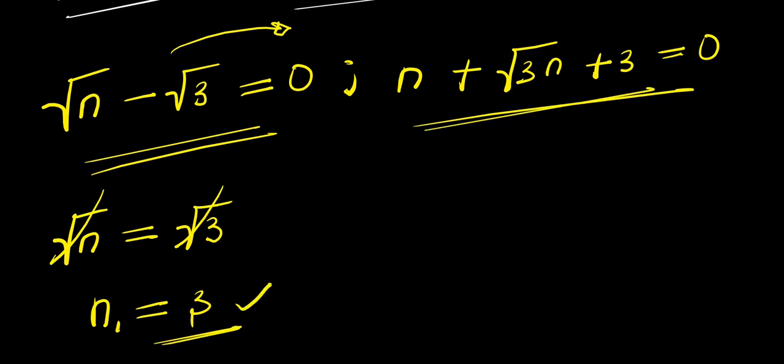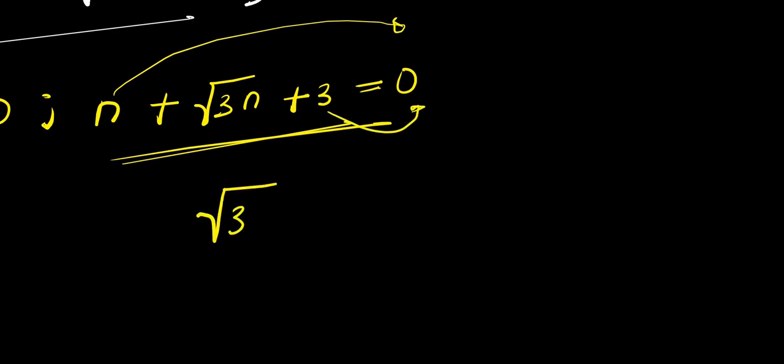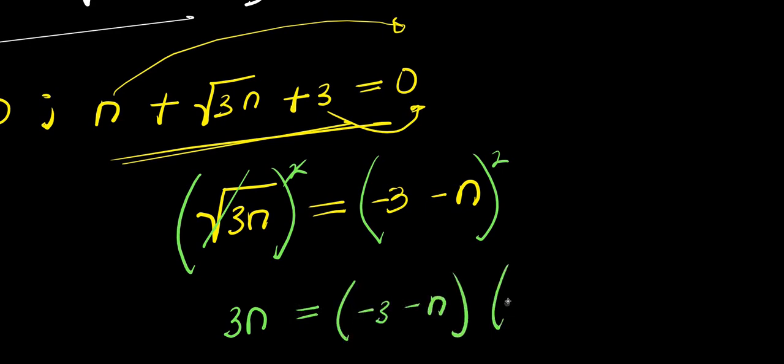For this, I can decide to move n over here and also move the 3 over here. So we have square root of 3n equals, this is negative 3 minus n. So from here, I take the squares of both sides of this equation. This cancels this, I have 3n equals negative 3 minus n times negative 3 minus n.